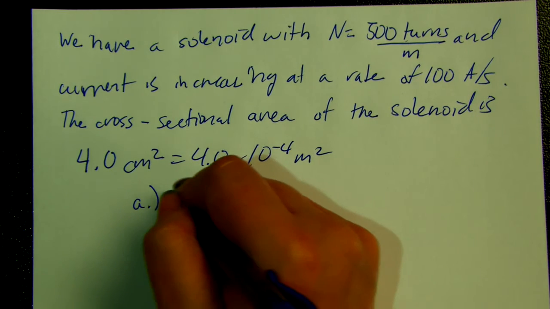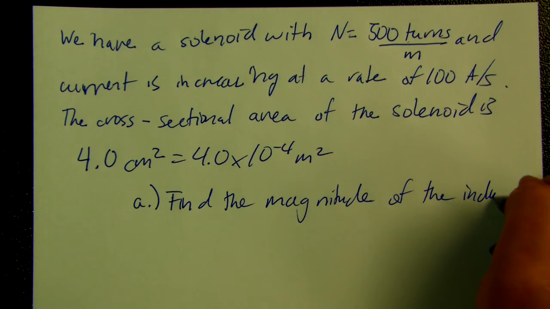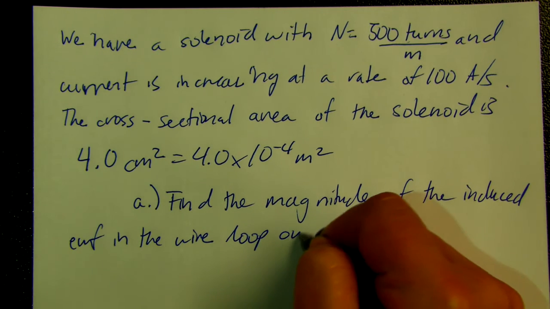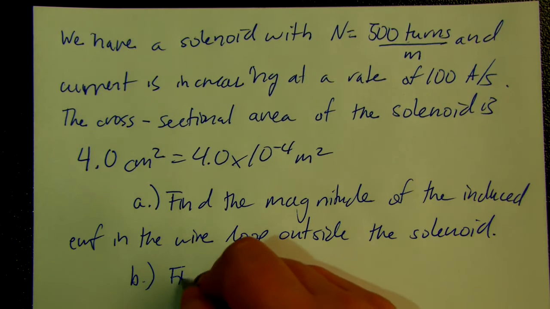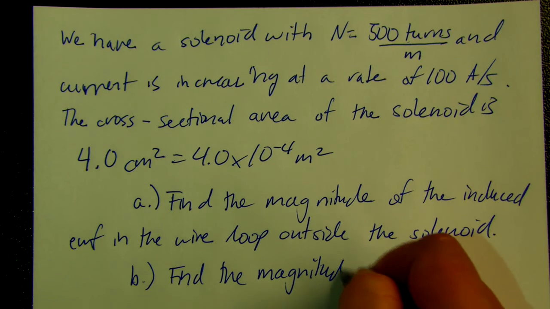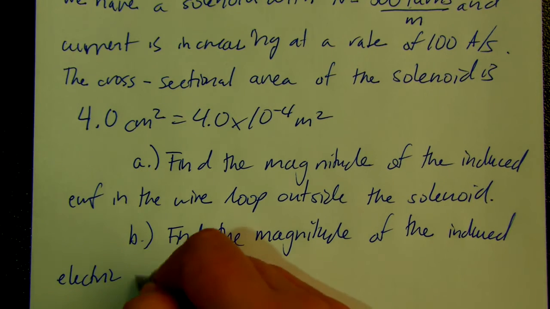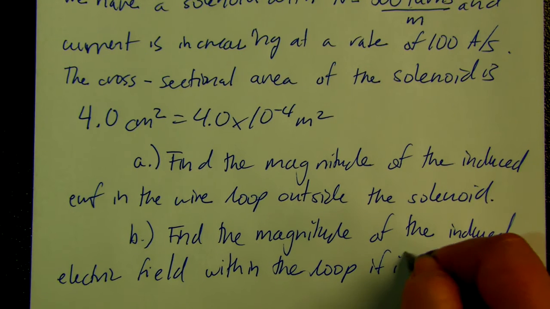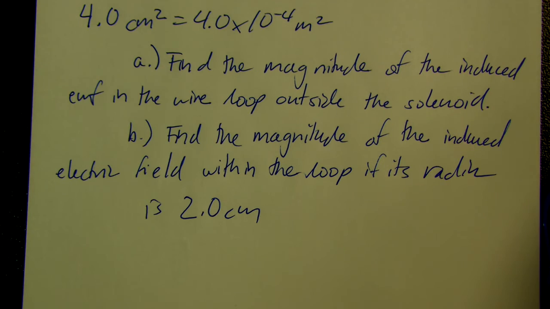So we want to do a few things. We want to find the magnitude of the induced EMF in the wire loop outside the solenoid, and we want to find the magnitude of the induced electric field within the loop if its radius is 2.0 centimeters.